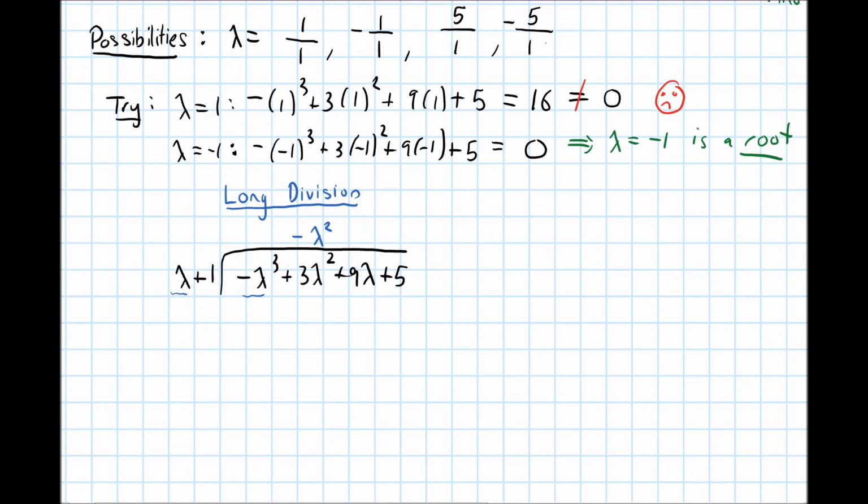So when I do that, I'll get negative lambda cubed. And again, here I definitely need to match up the like degree terms. And then multiplying it by the 1, I'll get negative lambda squared, just like we do with regular long division with numbers.